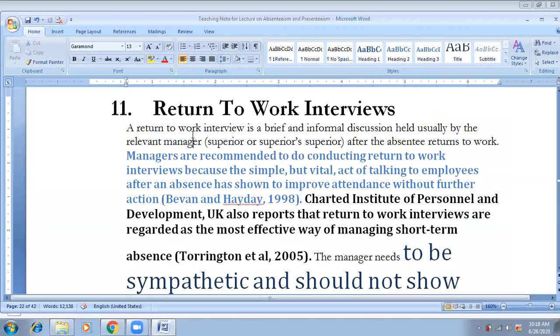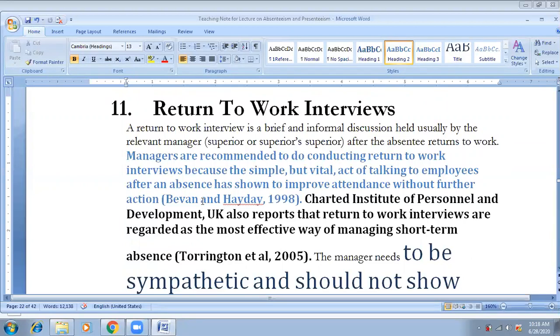Return to work interviews, there's another strategy, return to work interviews. A return to work interview is a brief and informal discussion held usually by the relevant manager, the relevant superior, after the absentee returns to work. Managers are recommended to conduct return to work interviews because the simple but vital act of talking to employees after an absence has been shown to improve attendance without further action, according to some research studies.